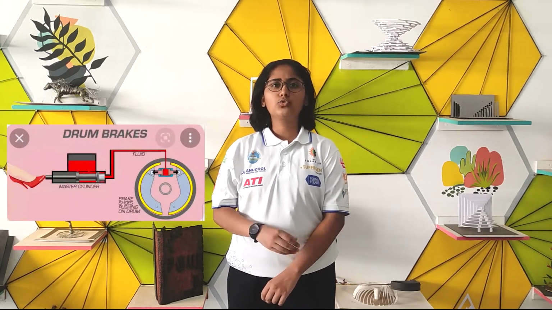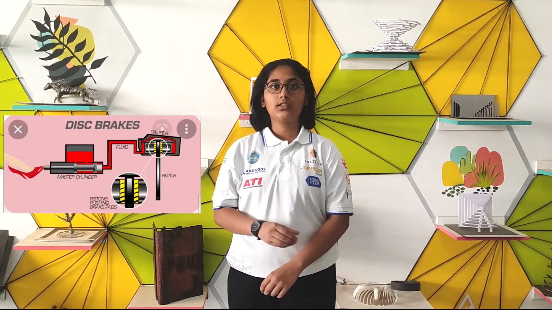In the hydraulic braking system as well, there are mainly two types of brakes used, drum and disc brakes. In the drum brakes, the shoes rub against the drum when the pedal is pressed. The disc brake consists of a thin metal disc and a caliper which has a piston on which the brake pads clamp the rotating disc.